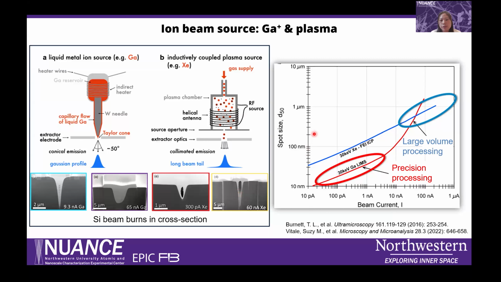So the right figure shows the beam current and spot size relationship. We can see that below 100 nanoamperes, the gallium source has a much smaller spot size than the xenon, which is good for precision milling. While above 100 nanoamperes, the xenon source greatly outperforms, so it's ideal for large volume processing using high current.